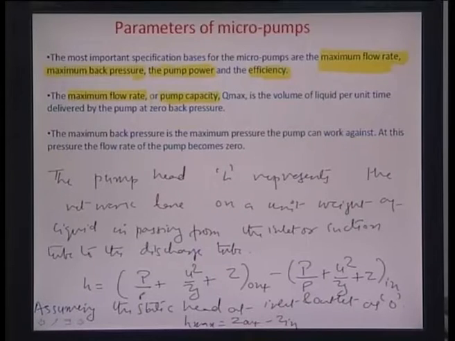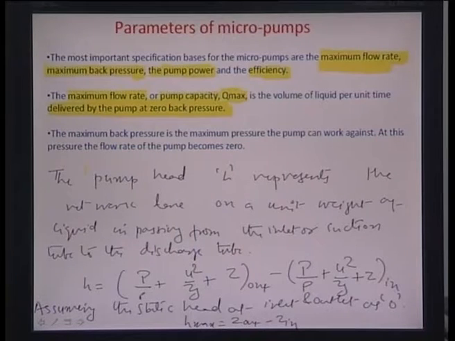Some other parameters for pumps are the maximum flow rate that the pump can accommodate, which is also known as pump capacity. So it is essentially the maximum discharge volume Qmax, in terms of centimeter cube per minute, delivered by the pump, assuming that there is a zero back pressure. So if you are just letting the fluid go into an open atmosphere, then whatever flow rate can be generated is really the maximum flow rate that the pump can generate.